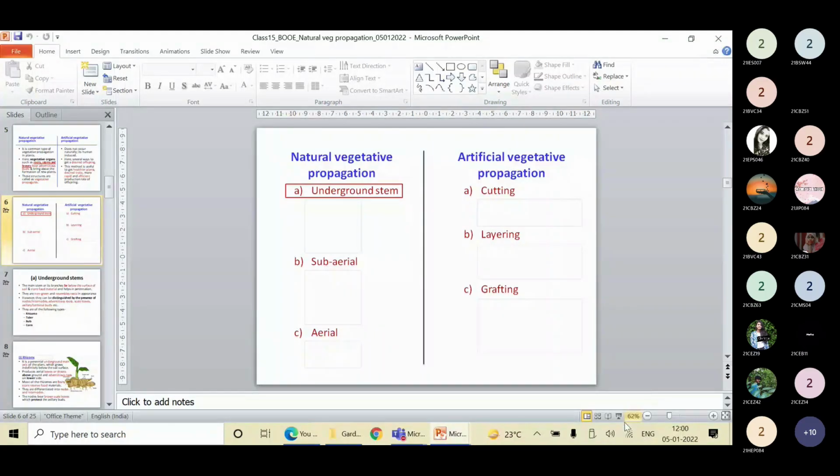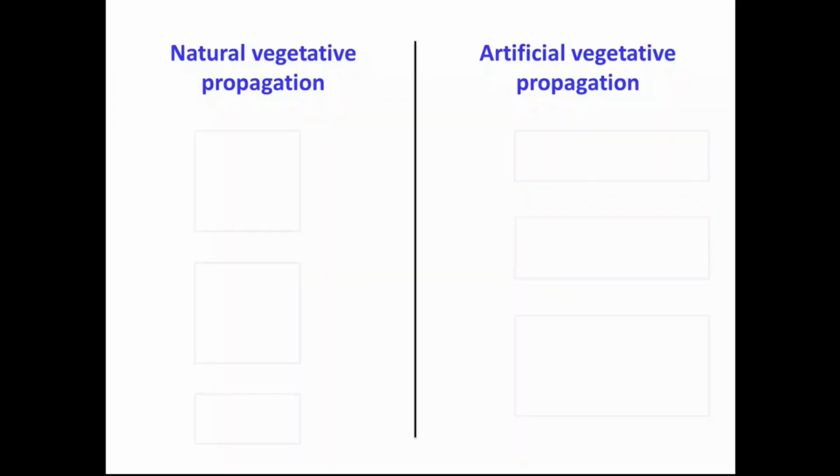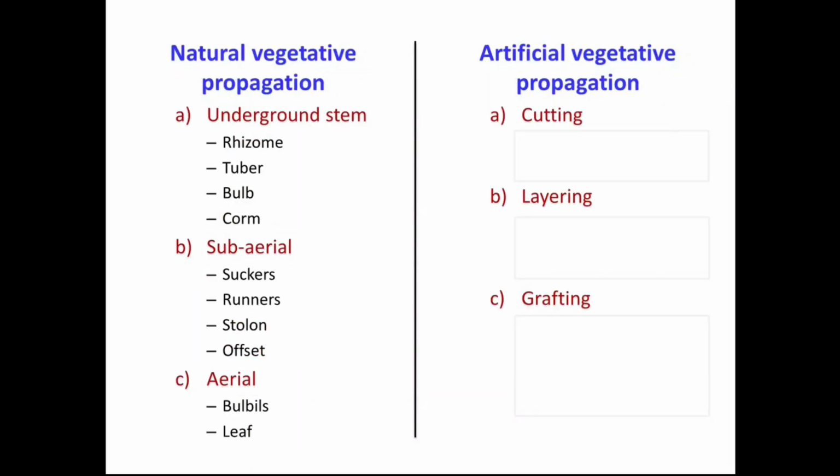Good afternoon all. This morning we started propagation methods. We discussed a little bit about reproduction, then natural vegetative propagation and artificial vegetative propagation. One way or the other, whether for your gardening, vegetable gardening, terrace gardening, or vertical gardening, these techniques will help you do propagation on your own.